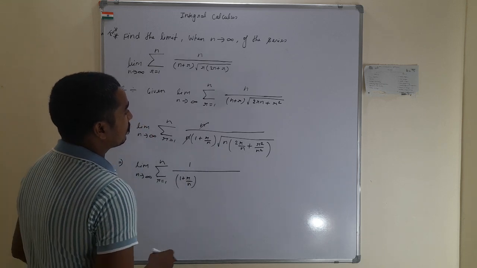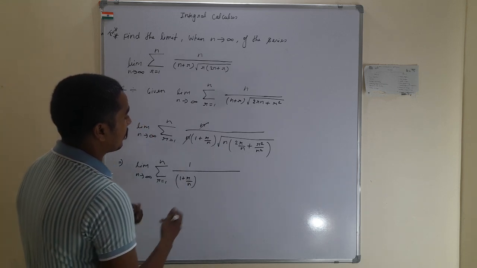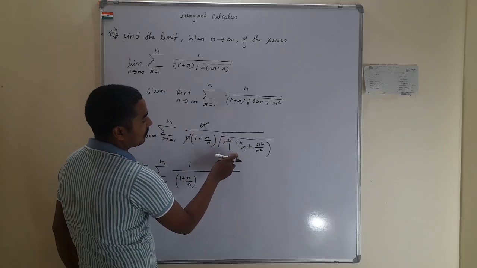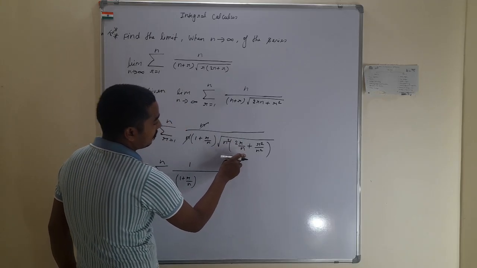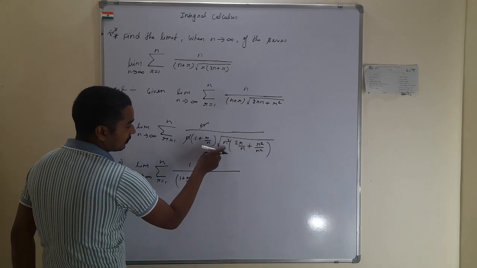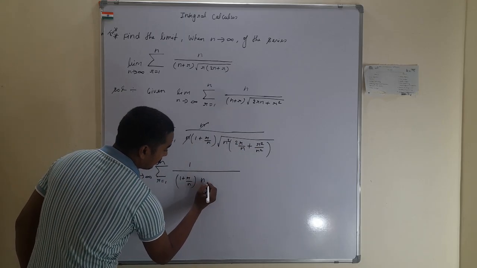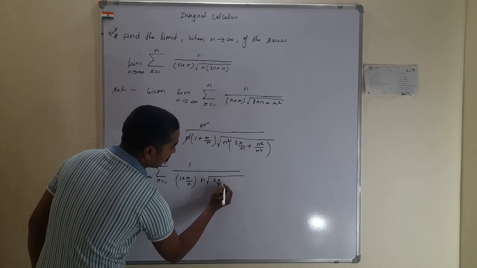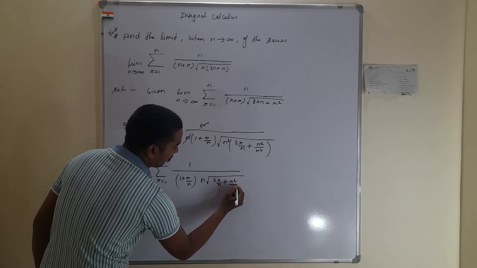Once again we have to take common n square here. N square taken common, then we get 2r by n plus r square upon n square. N square taken outside, this gives n under root of 2r by n plus r square upon n square.